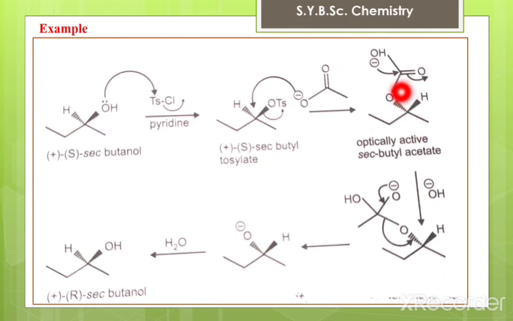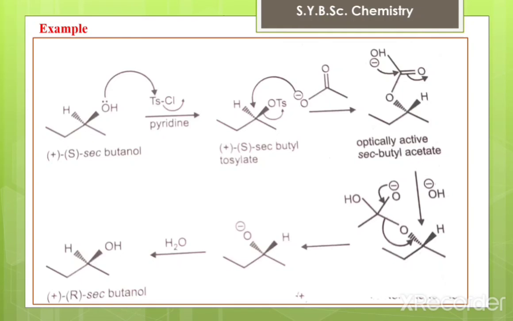And in the next step, OH minus becomes O minus. Now here, the resonance. In the next step, the O minus forms the C double bond O, and this bond breaks, and it becomes O minus. And in the next step, hydrolysis with H2O, and finally we get the plus R secondary butanol. That means total inversion of configuration will take place. This is the characteristic feature of the SN2 reaction.